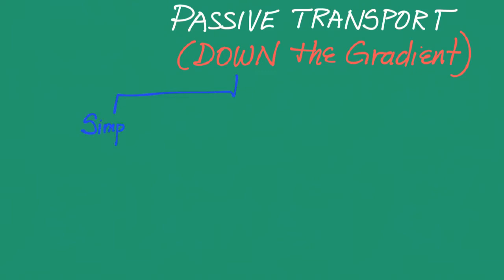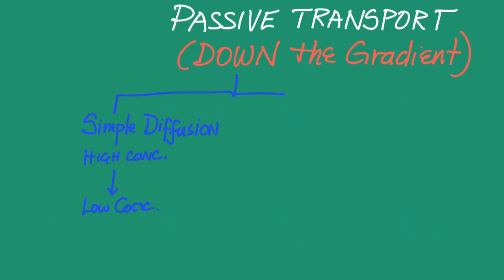So let's take a look at simple diffusion. This is the movement of molecules down the concentration gradient. So you move from a region of high concentration, and molecules move down to a region of low concentration.